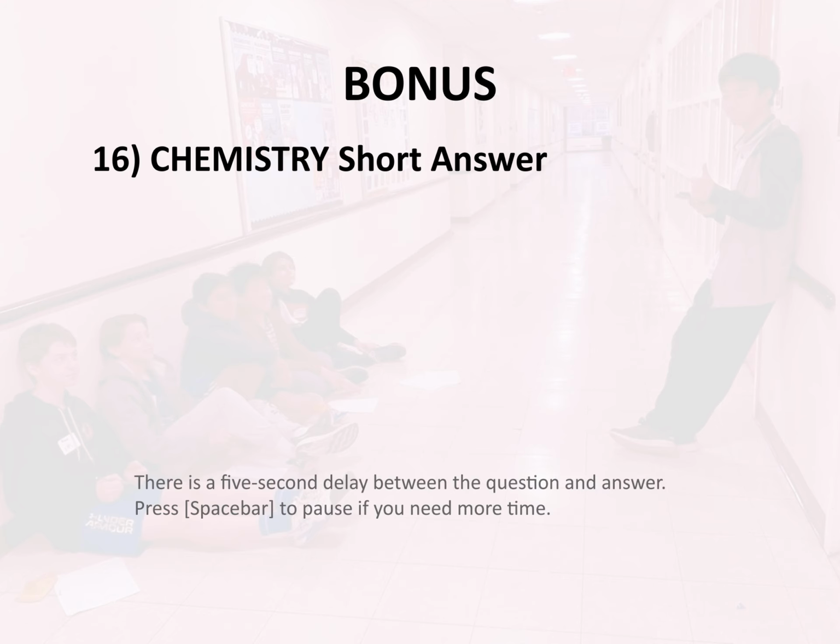Bonus 16. Chemistry. Short answer. A reaction is dependent upon the concentrations of L, M, and N. You find that keeping the other reactants constant and doubling L quadruples the reaction rate. Having M has no effect on the reaction rate. Having N reduces the reaction rate to 1/8 of its original value. Provide the reaction orders for L, M, and N, as well as the overall order for the reaction.